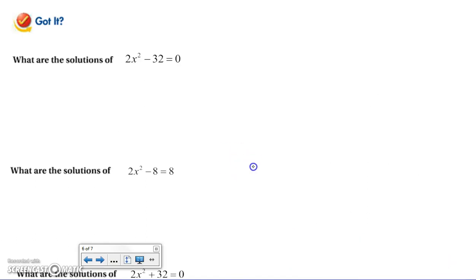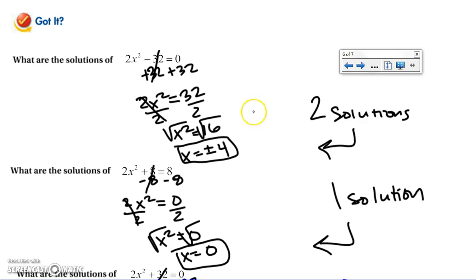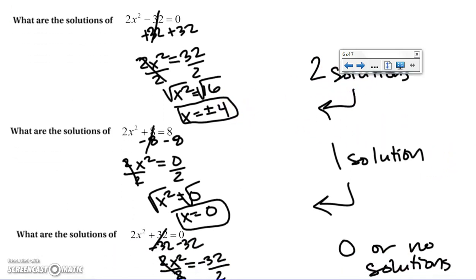At this point, go ahead and pause your video. Try these 3 examples to solve for the solutions, and then hit play to check yourself. All right, so in checking yourself, for the first one, you should have got plus or minus 4. Make sure when you square root 16, you do get plus or minus 4, which means you have two possible solutions. One is positive 4 and one is negative 4.